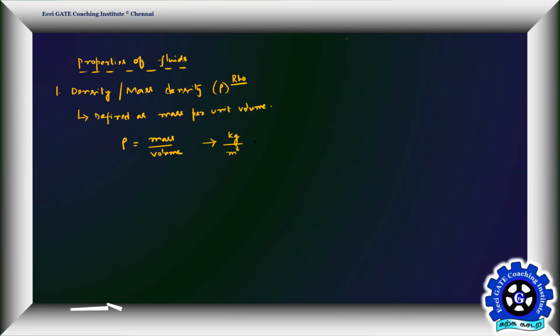If you want, you can convert into CGS also, where 1 kg is 1000 grams, divided by 1 meter, which is 100 centimeters, so 10 power 6 centimeter cube. This conversion is very important, so please be careful. It gives 10 power minus 3 gram per centimeter cube.